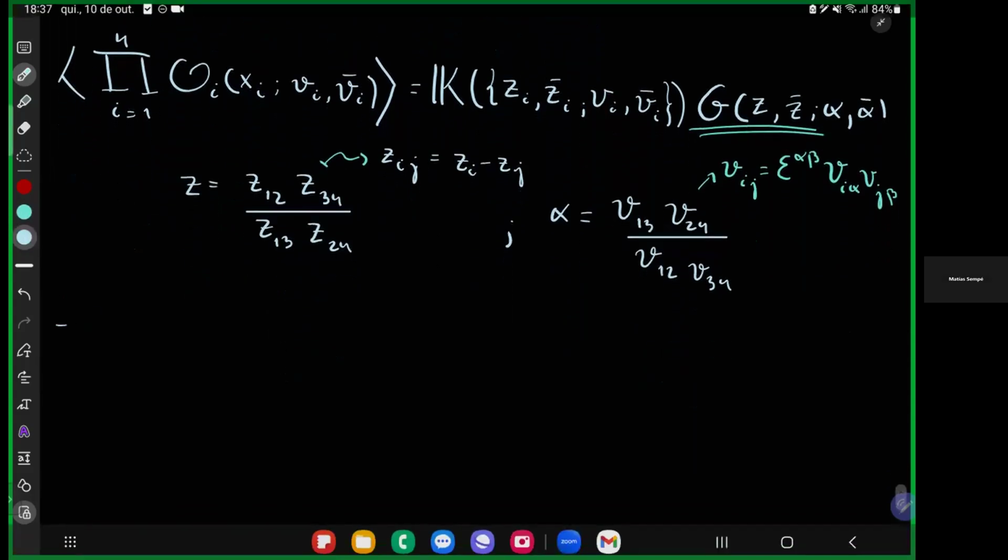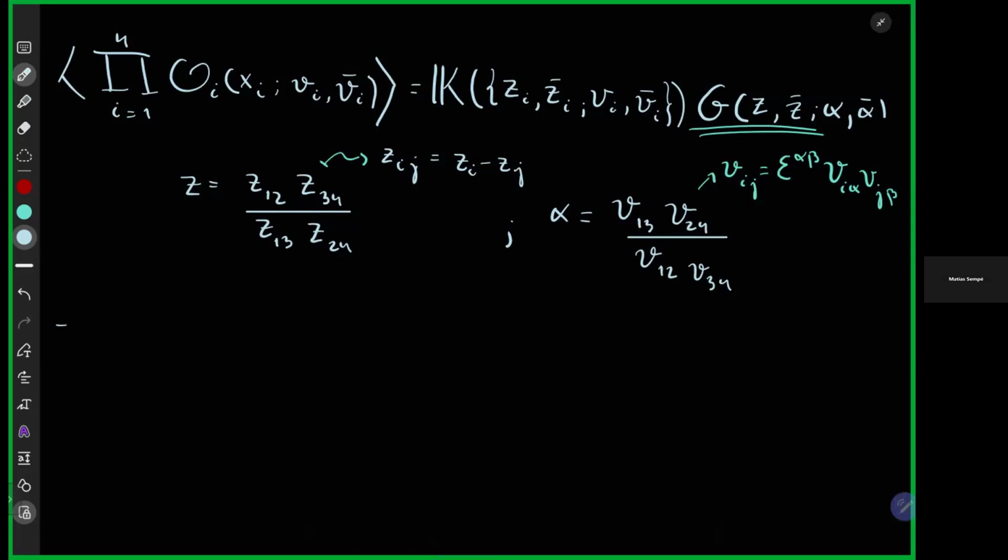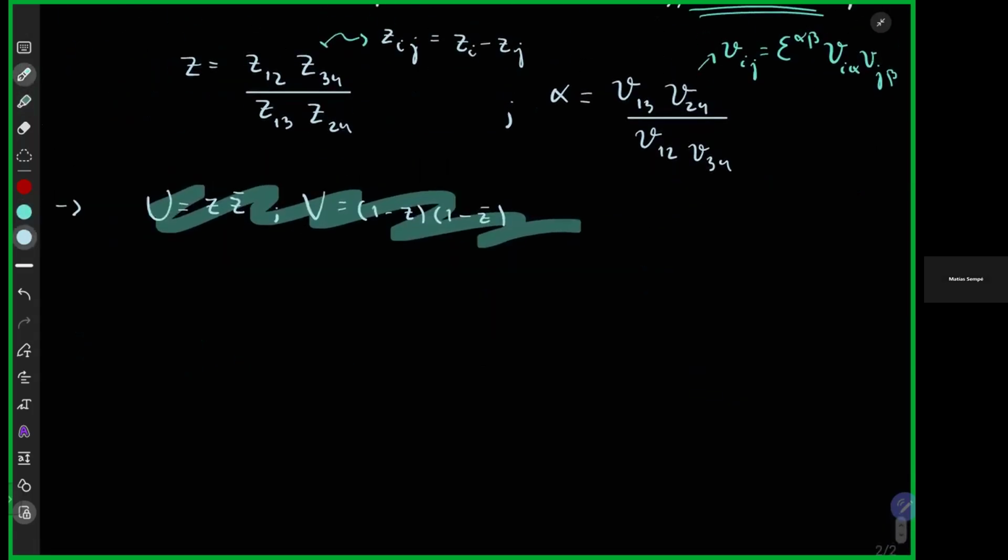It's important to point out that another common set of variables that you might have seen somewhere is U and V, which are other conformal cross ratios, conformal invariant coordinates, which are related to Z and Z bar. Of course, Z bar and alpha bar are just the same thing with the bar instead of without the bar. I have these U's and V's, which are defined in terms of these. They will be important in our bootstrap procedure. We'll explain it again shortly.